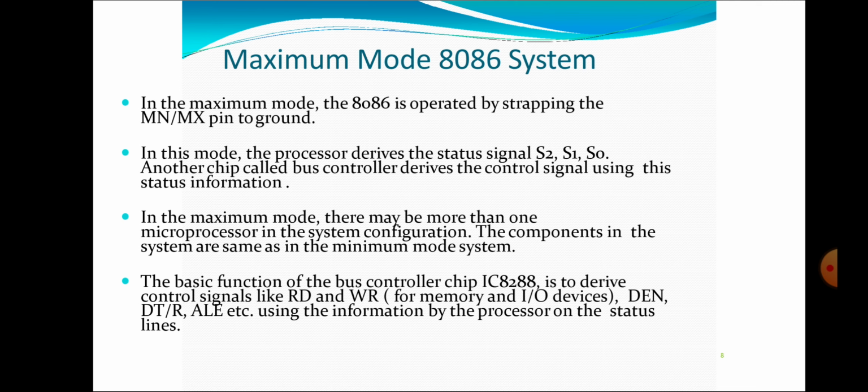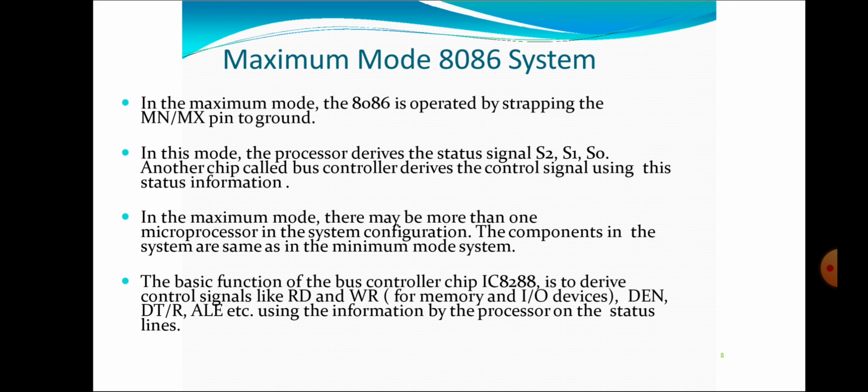So we will see now the maximum mode of the 8086 system. In this maximum mode the 8086 is operated by strapping the MN/MX pin to the ground. Now for the minimum mode we make it logic high, meaning we connect this pin to VCC. For operating the maximum mode we connect this pin to the ground, so it will become low.